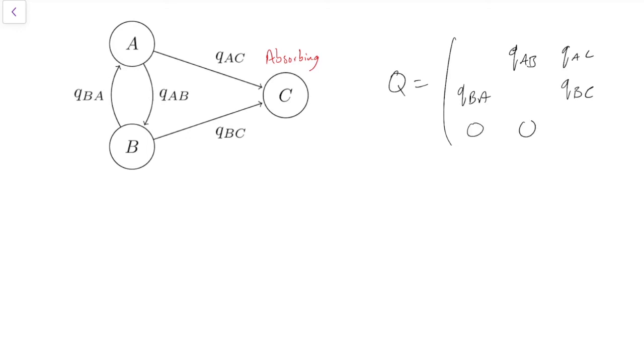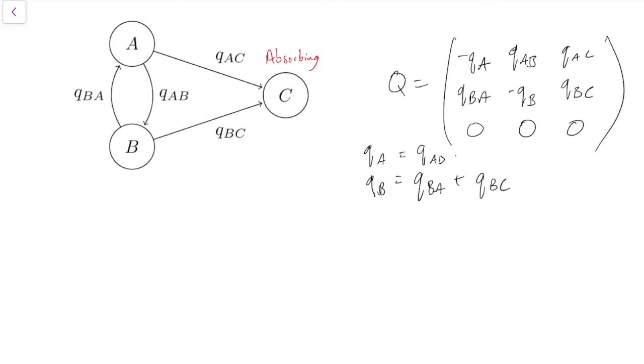That's 0 and 0. And so again, we have to make these rows add up to 0, because in continuous time, the rows add up to 0 in the generator matrix. So that entry there is 0, that's obvious. This one, I guess we could call that minus QB, where QB equals QBA plus QBC. And we could call this one minus QA, where QA equals QAB plus QAC.